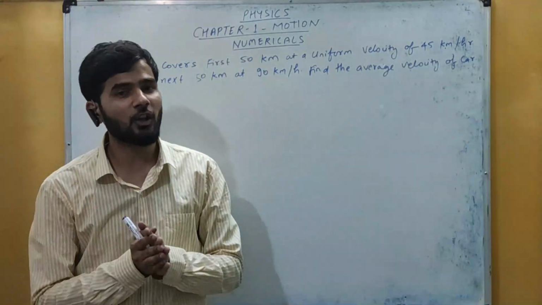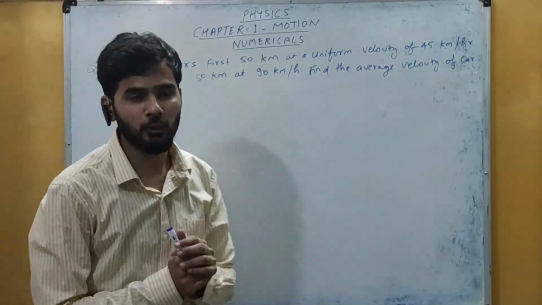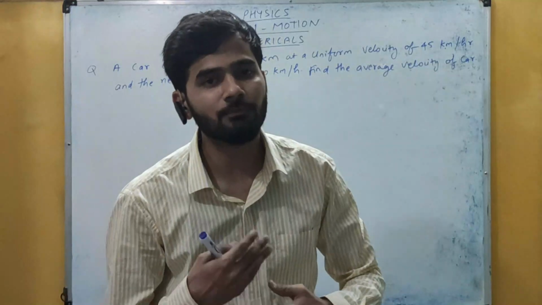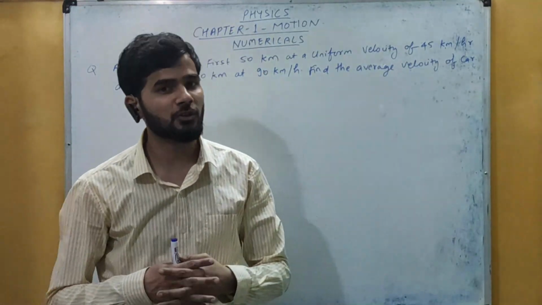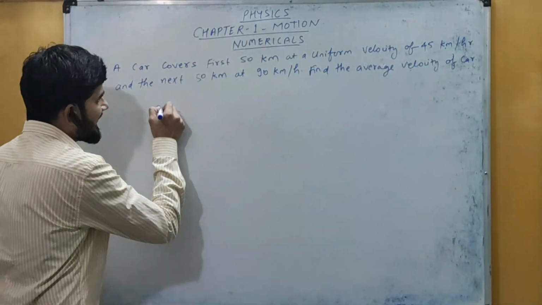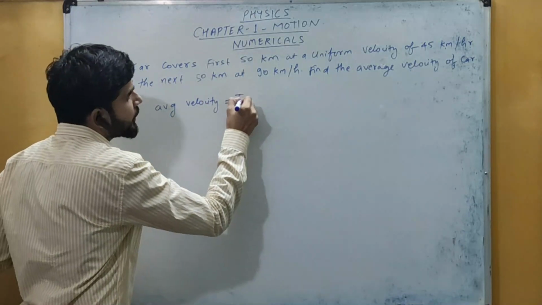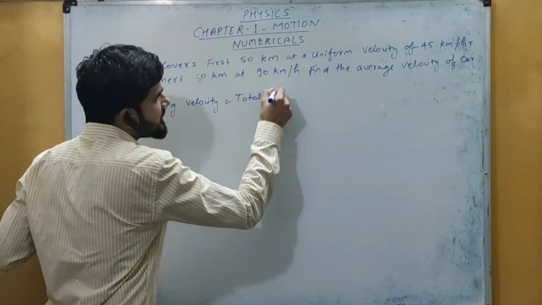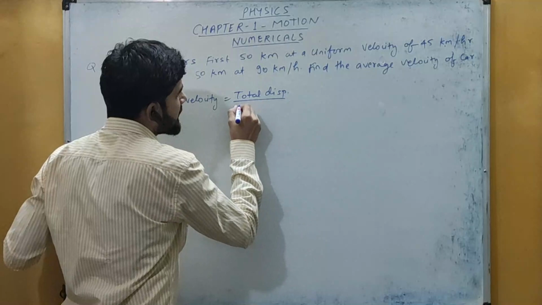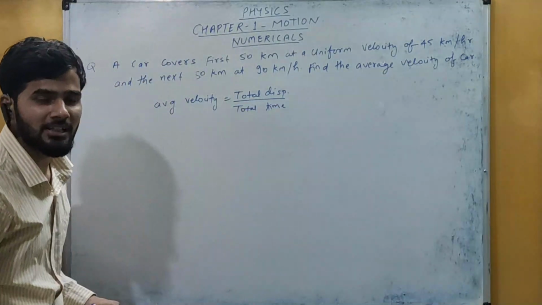अब यहाँ पर average velocity का मतलब ये नहीं है कि आप 45 plus 90 divided by 2 कर दो, नहीं. That will not give you the average velocity of the car. Now what we have studied in case of average velocity, this average velocity is equal to total displacement upon total time. That will give you the value of average velocity.